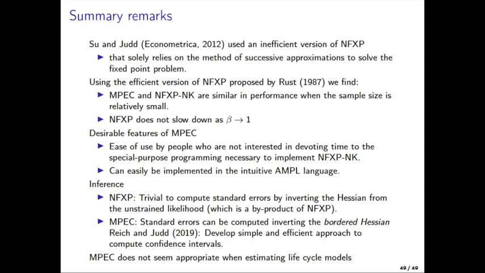MPEC finally does not seem appropriate when estimating life cycle models. First of all, you have to do the backward induction anyway, and if you were to estimate a life cycle or finite horizon model, there will be an expected value function for each time period. So if you had to solve a finite horizon problem for T time periods, it will be T times N number of variables. So say you live for 100 years and have 100 grid points, then it's 10,000 variables. So you need 100 times more variables than you have for the infinite horizon problem, and you can see where this is going. It's like adding another state variable with many values, so it's not really meant for that either.